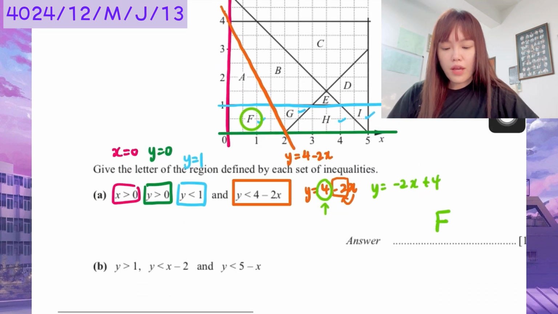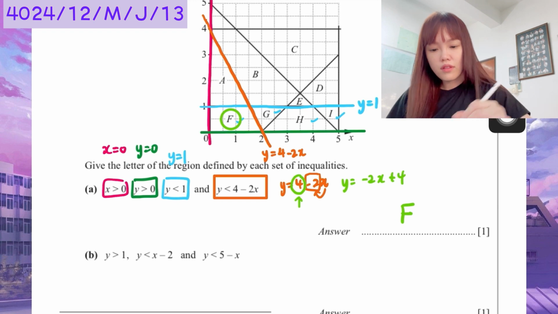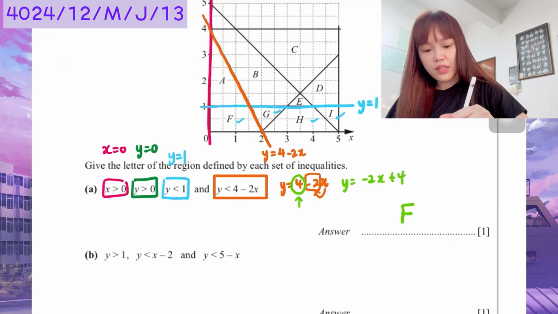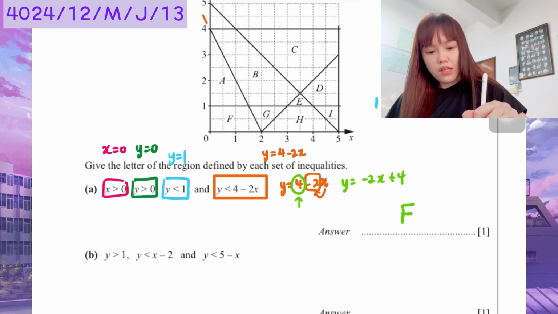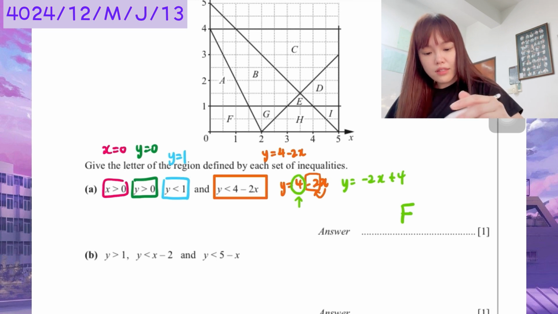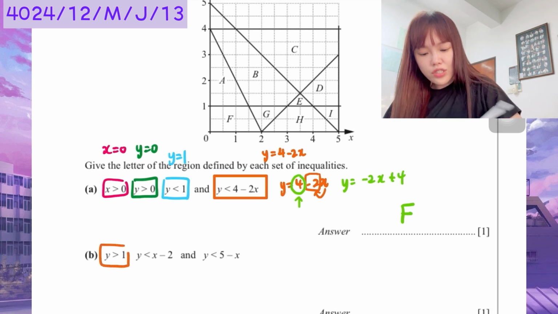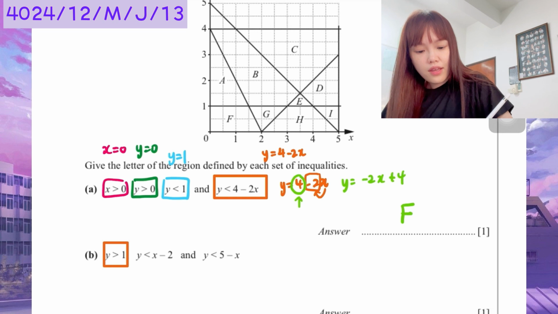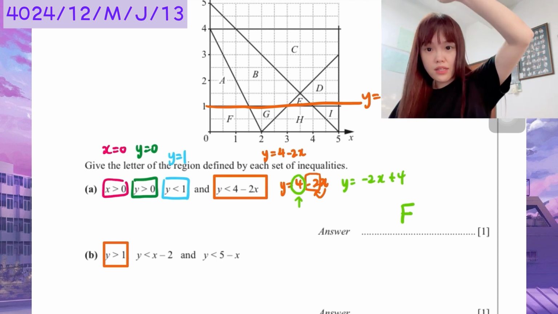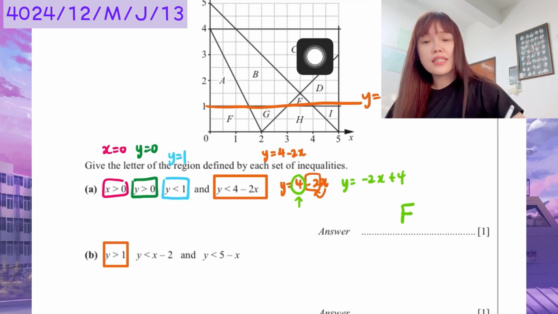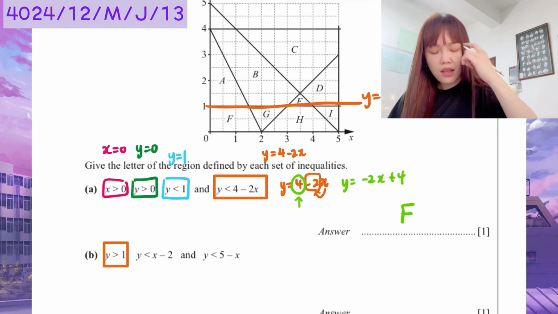Okay, now look at part B. I'm going to erase this whole thing. So now look at this. y larger than 1. y equals 1 is at this line. Larger than means above. It's all A, B, C, D, and E.